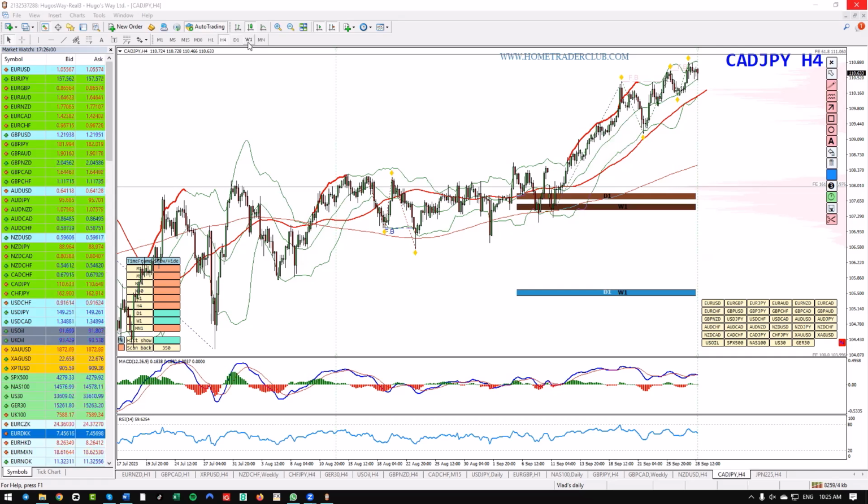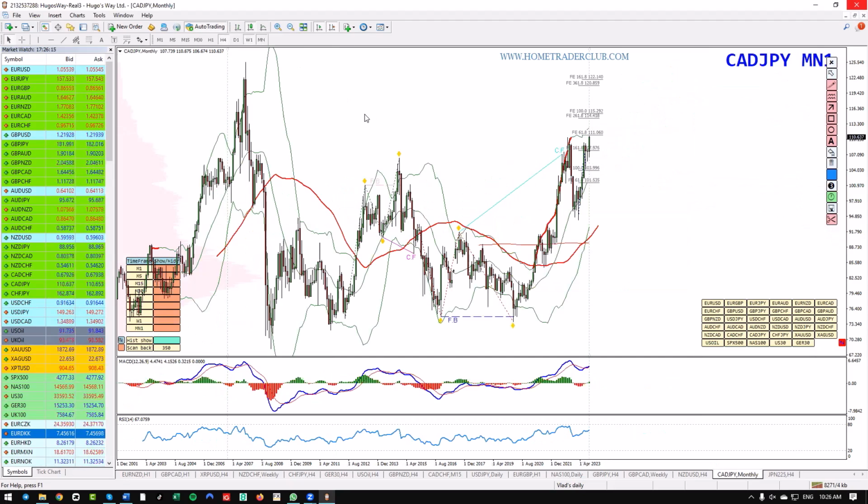So here is what we have technically speaking, and this is at the moment an aggressive setup. I want to explain why and how that could become a conservative setup. So starting from the higher time frame, let's go all the way to the monthly, not because we are going to trade, just to explain what do we have there. And here is how it looks.